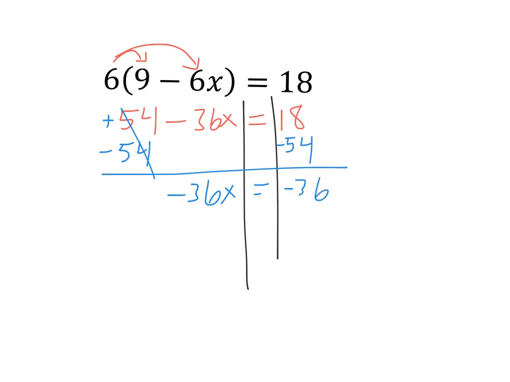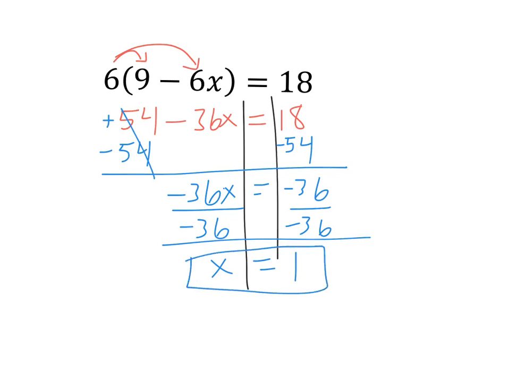Okay, to get rid of that negative 36x, that's next to the x that we're multiplying by x, right? We divide by negative 36 on both sides, and then we end up with x is equal to negative 36 divided by negative 36. Any number divided by itself is equal to 1. So we have x equals 1 for this case.